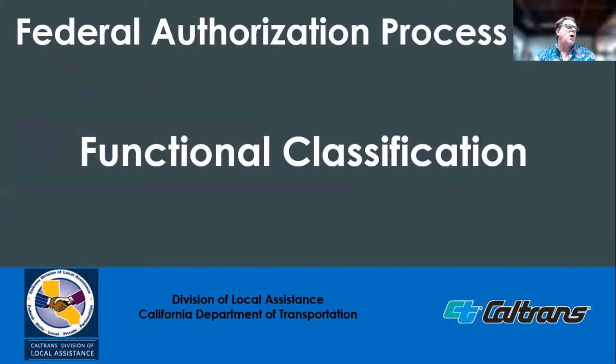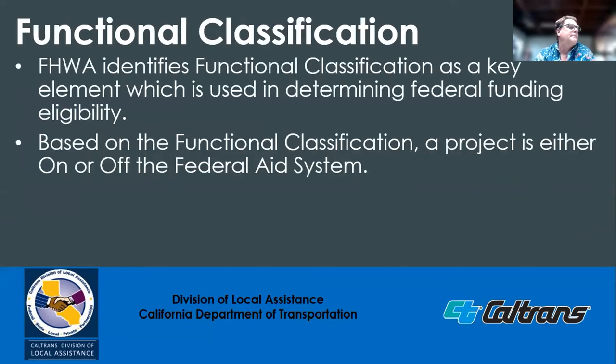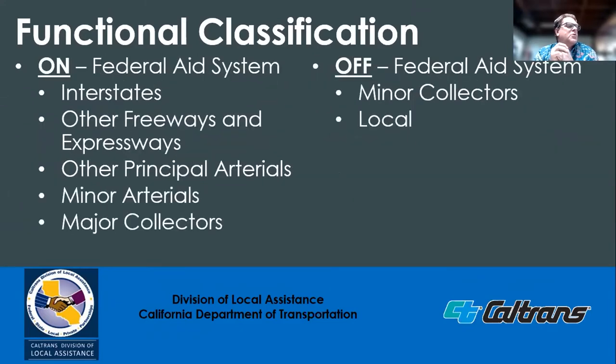The roadways are grouped based upon the character of travel they provide into functional classification. The functional classification of a route is used to determine federal eligibility. An example of this is projects that utilize STP block grant funding. These projects must be on the federal aid system with some exceptions, such as bike and pedestrian projects. The functional classification of a route is broken down to either on or off the federal aid system. On the federal aid includes interstates, other freeways and expressways, other principal arterials, minor arterials, major collectors. Off the federal aid system is minor collectors and rural roads.